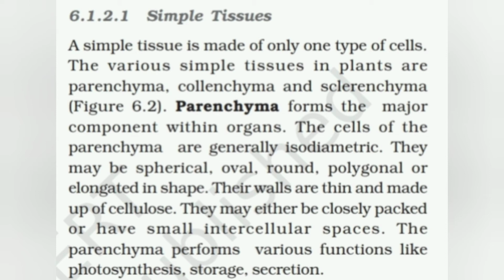Simple tissues. A simple tissue is made of only one type of cell. The various simple tissues in plants are parenchyma, collenchyma, sclerenchyma. First of all, parenchyma forms the major component within the organ. The cells of the parenchyma are generally isodiametric, means of similar size. They may be spherical, oval, round, polygonal or elongated in shape.